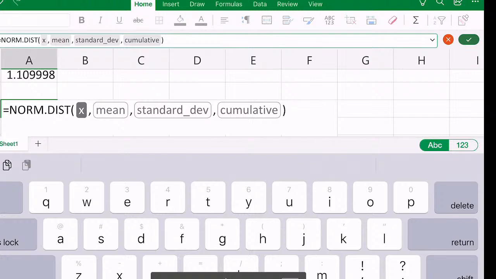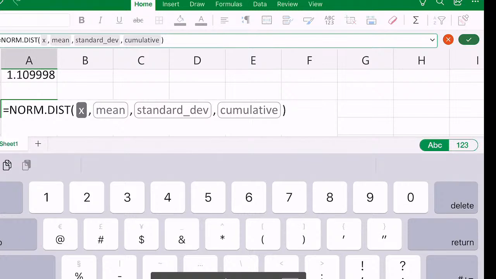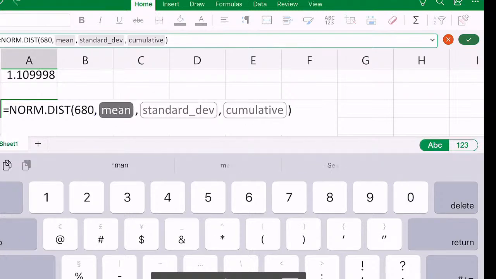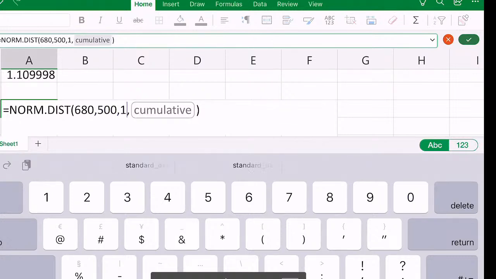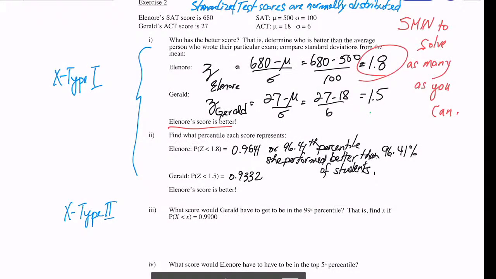So 680, where the mean was 500 and 100. Did I get that right? Is my memory failing me? And then I want to do that cumulatively. Let me check again. Yes. I'm just nervous about my memory.